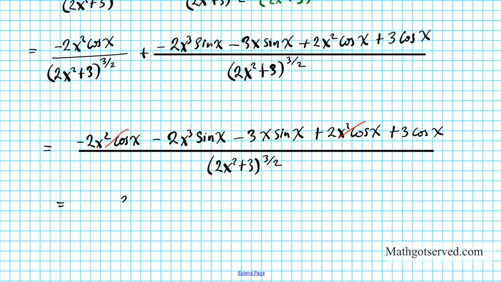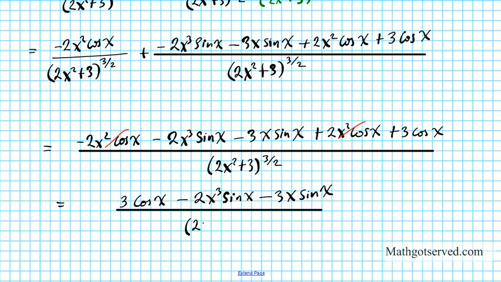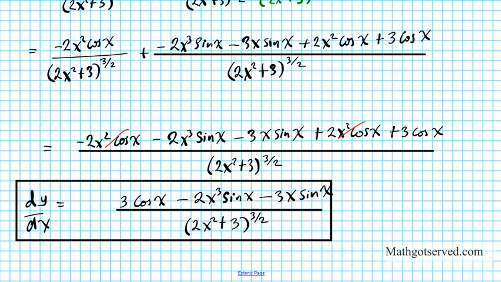Let's write cosine first. So we can write it as 3 cosine x minus 2x to the third sine x minus 3x sine x, and this whole story divided by the quantity (2x squared plus 3) raised to the 3/2 power. Okay? So there you go. There goes the derivative of the function: dy/dx is equal to this. Alright, so let me box it for you. Like that. Okay? There you have it.